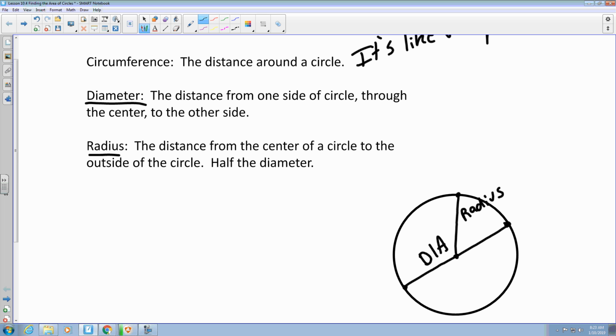Another important note, the radius is always half the size of the diameter. So if you know what the radius is, you can figure out the diameter by doubling the radius. If you have a diameter, you can figure out the radius by cutting it in half. So you don't need to know both items in order to solve a problem. You just need to know one of them and then figure it out from there. Okay.